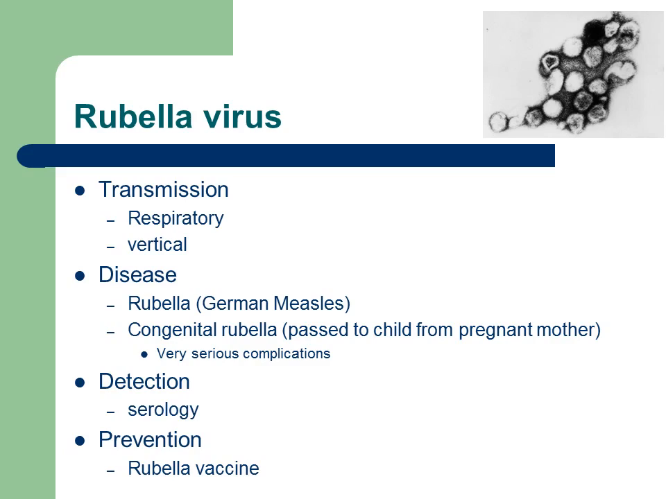So if a pregnant mother gets infected with rubella, it can lead to stillbirth, and it could lead to a child that's born with very, very serious complications. Detection is usually serologically, and there is a rubella vaccine, so it's a preventable infection.